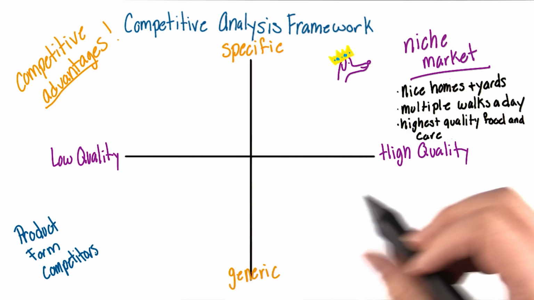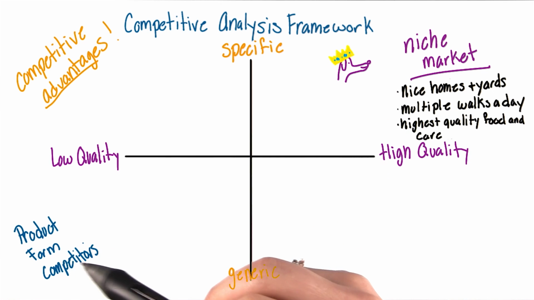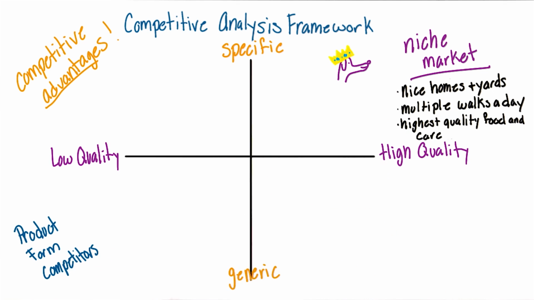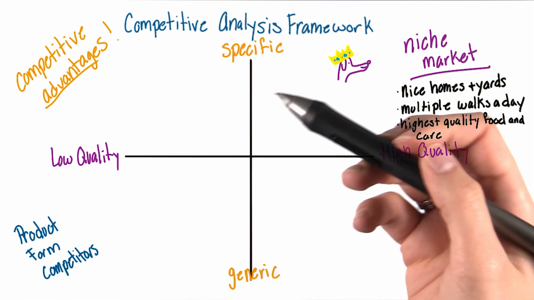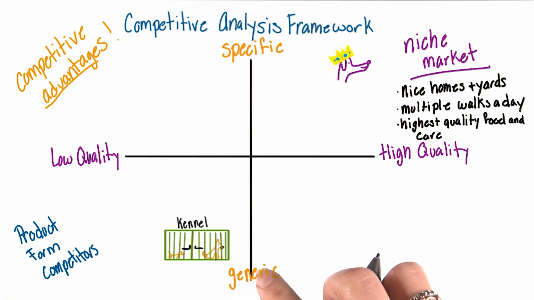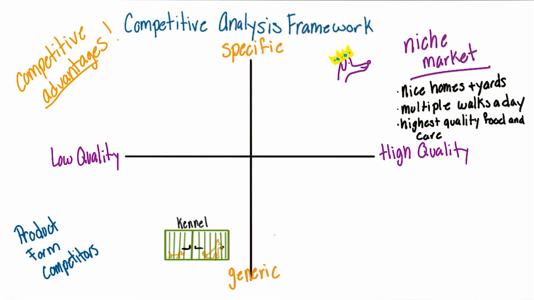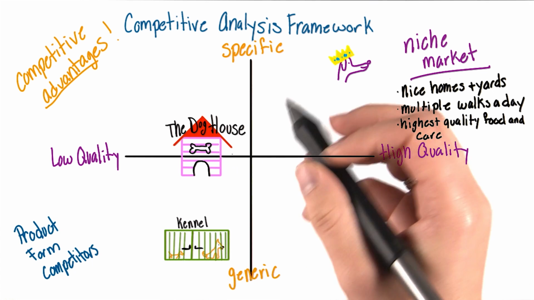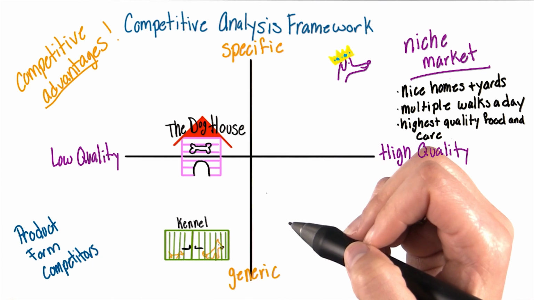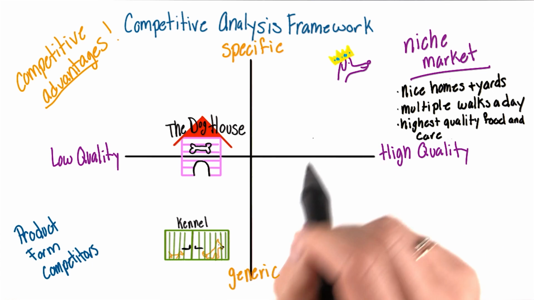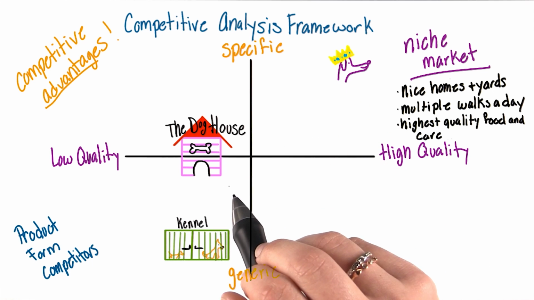So now that we have our grid, we're going to choose competitors from the product form category. So these are our direct competitors, and we might also find a few other relevant competitors. So we have the local kennel, which is pretty generic, and the quality is not great, but sometimes they're associated with vets, so that's good. Then we have the dog house, which is more specific because they only take dogs, but they're not as specific as we are, and the quality is not super great. They don't really vet their sitters.